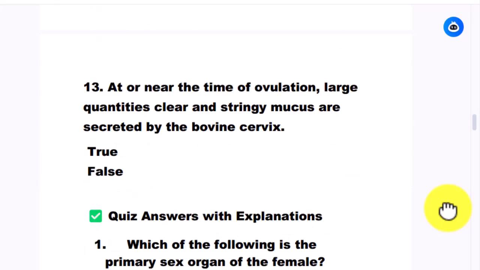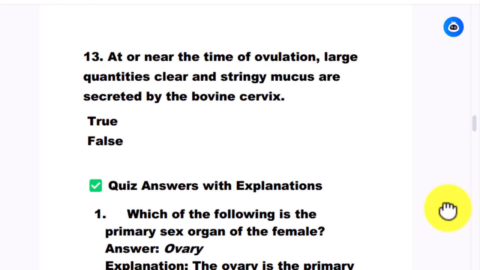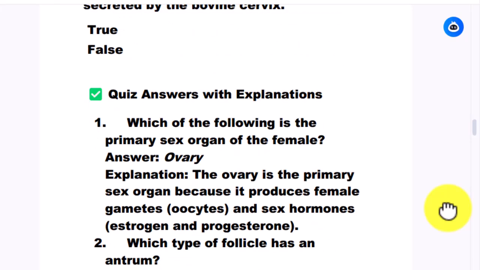At or near the time of ovulation, large quantities of clear and stringy mucus are secreted by the bovine cervix. True or false? The answers of these quizzes: which of the following is the primary sex organ of the female?